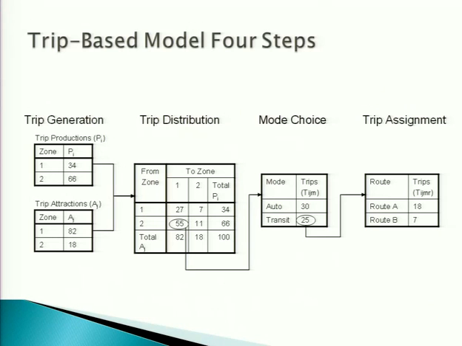In the mode choice step, we'll take those 55 trips, for example, and we'll assign 30 of them to auto and 25 of them to transit. And then of those 25 transit trips, we're going to put 18 of them on Route A and 7 of them on Route B.